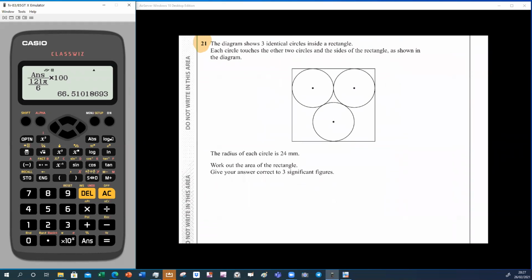The diagram shows 3 identical circles inside a rectangle. Each circle touches the other 2 circles and the sides of the rectangle as shown in the diagram. The radius of each circle is 24 millimeters. Work out the area of the triangle. Give your answer correct to 3 significant figures.